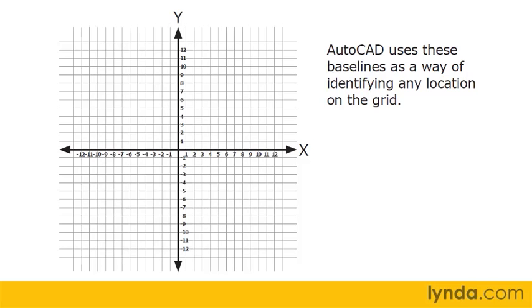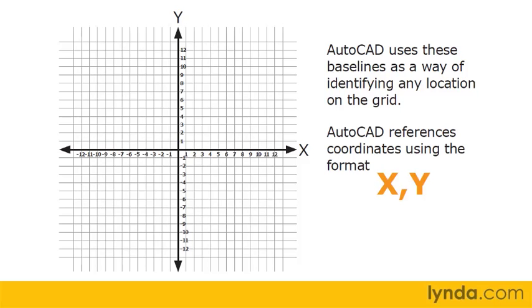AutoCAD uses these baselines as a way of identifying any location on the grid. Locations are identified using coordinates, and AutoCAD references coordinates using the format x, y. AutoCAD uses these coordinates to keep track of where we're drawing on the grid. There is a formal name for this grid and x and y axis system. It's called the Cartesian coordinate system. Let's take a look at how it works.